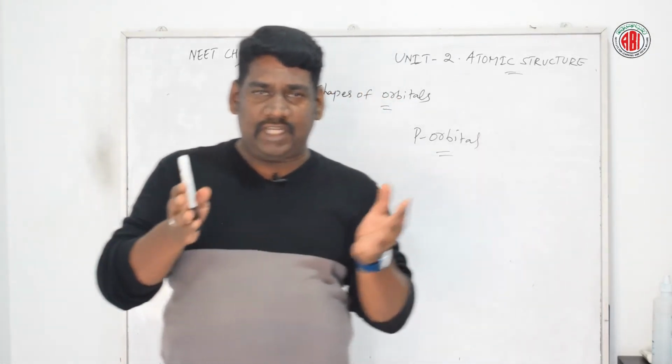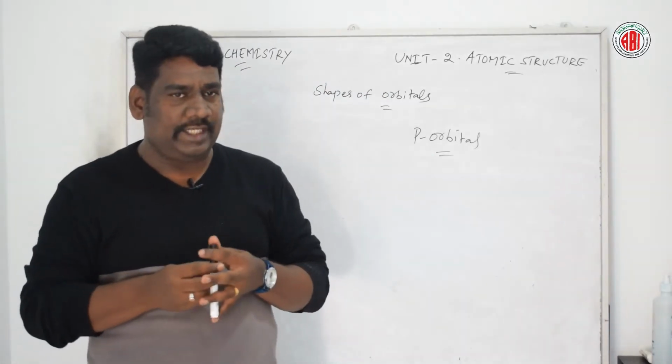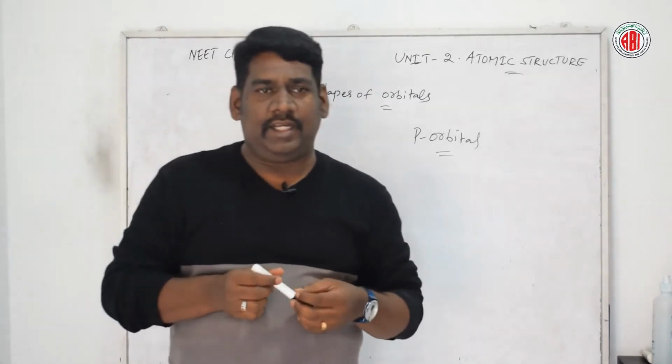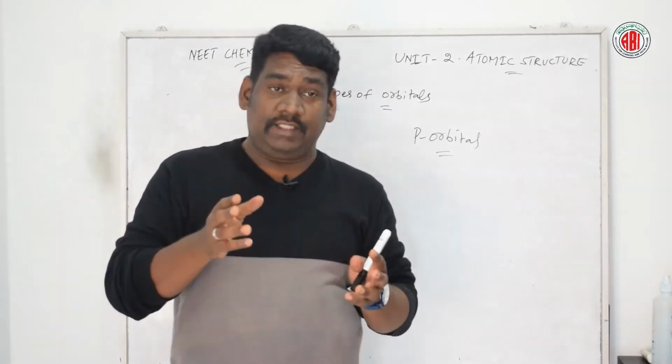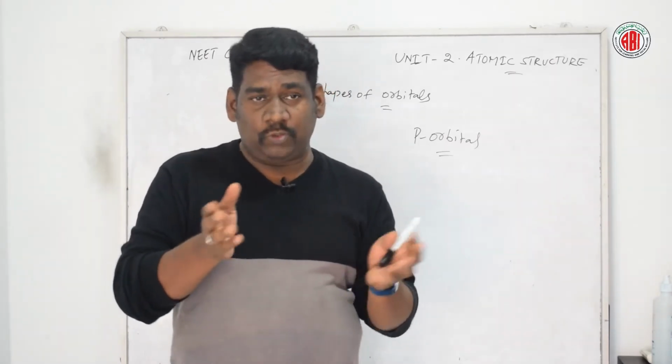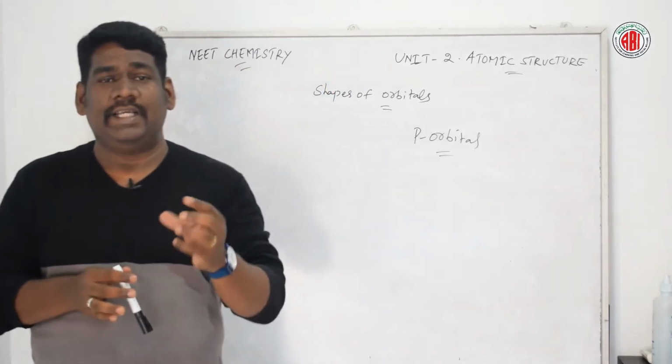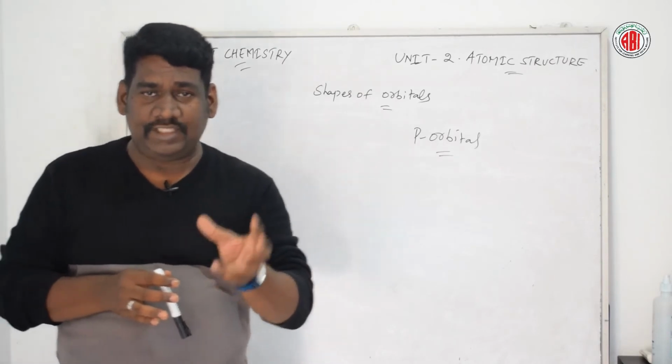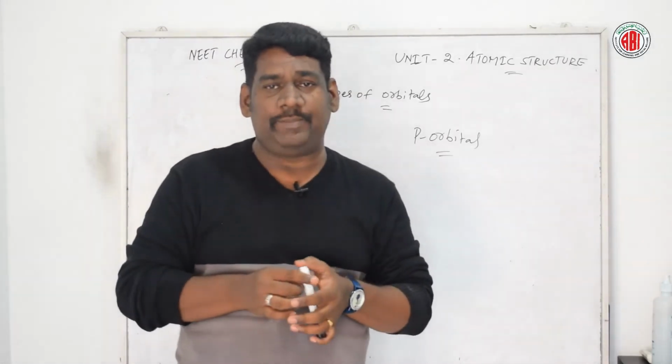The shape of this orbital, you can see, looks like a dumbbell. For the sake of simplicity, this 2p orbital is shown by a simple boundary surface, which is given in the picture. You can see the picture.